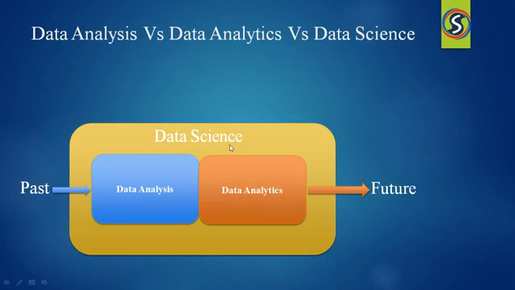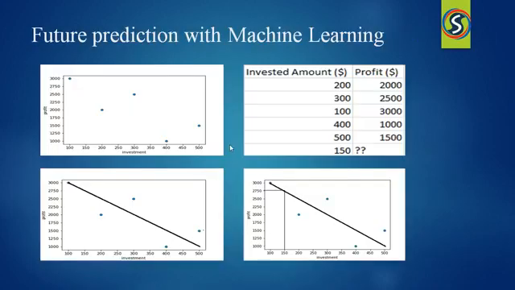So there is a relation between data science and machine learning. Machine learning is a support in data science. Till now, I have been telling you that we predict the future. How are we able to predict the future? You may have this doubt. Let me clear that also. Future prediction with machine learning.